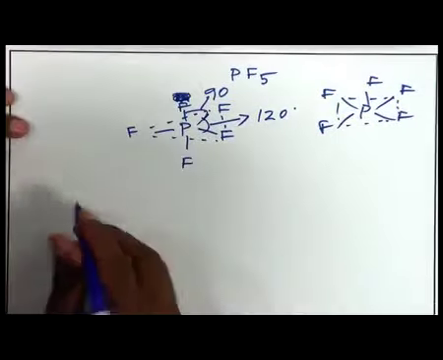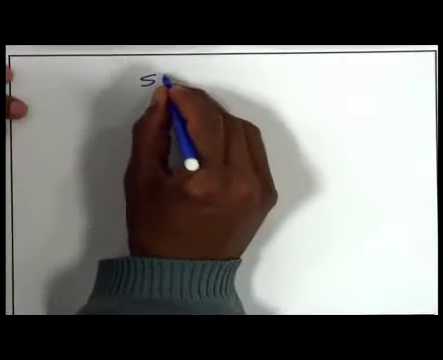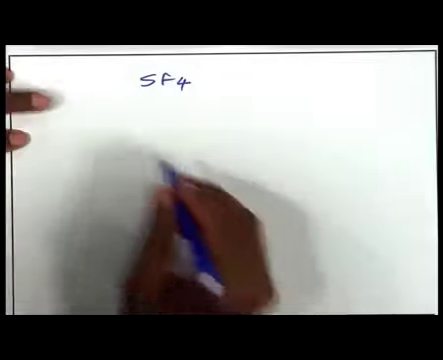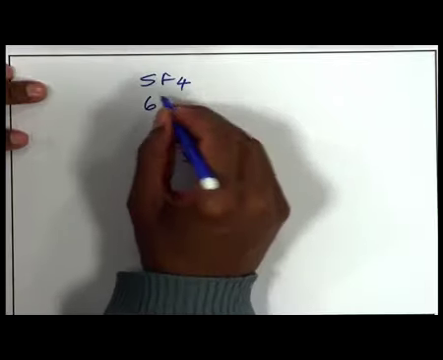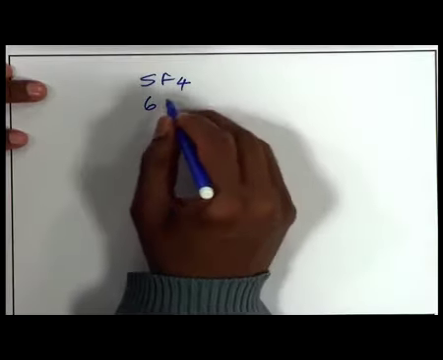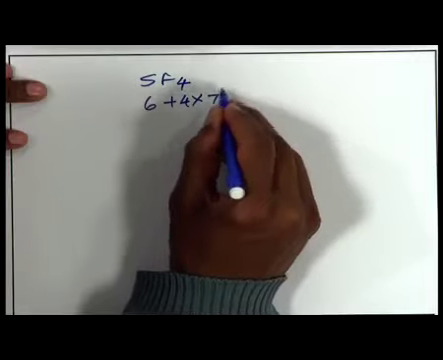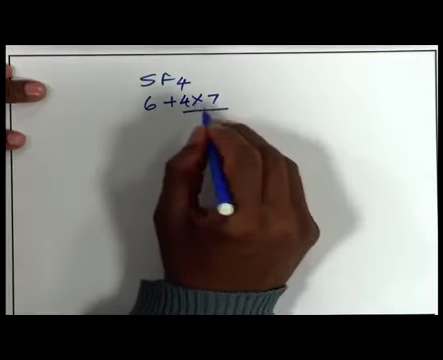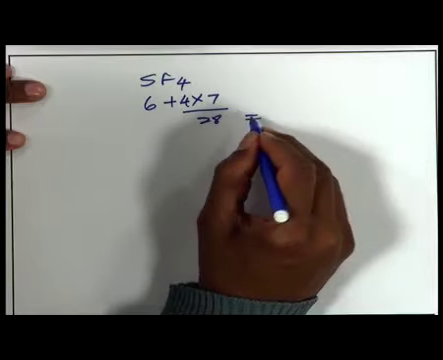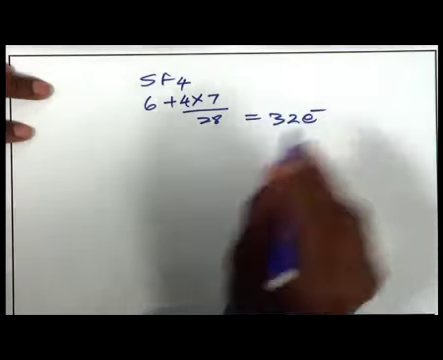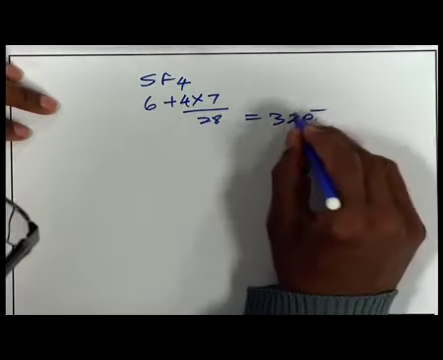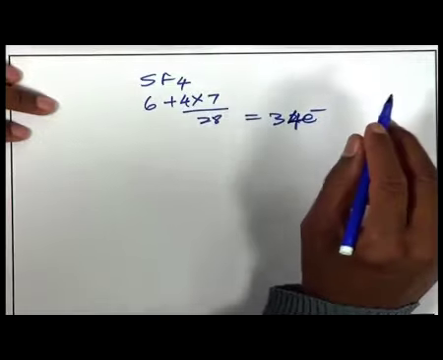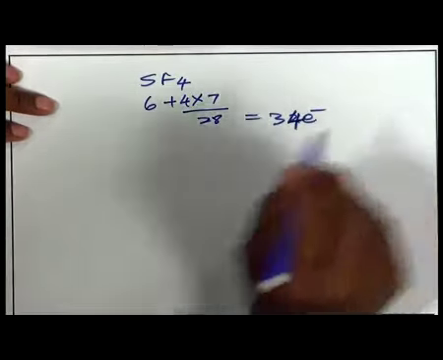Let us see this type of molecule, sulfur tetrafluoride. The first job is to draw the Lewis dot structure. Sulfur has 6 valence electrons because it is in the oxygen group, plus 4 times 7, where 7 is the valence electrons of fluorine. Sorry, in total you have 34 valence electrons.